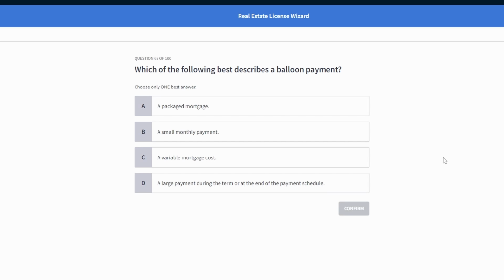All right, 67. Which of the following best describes a balloon payment? A, a package mortgage. B, a small monthly payment. C, a variable mortgage cost. Or D, a large payment during the term or at the end of the payment schedule. So think that one over.